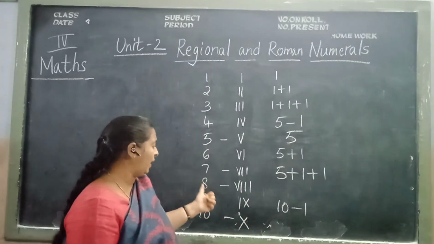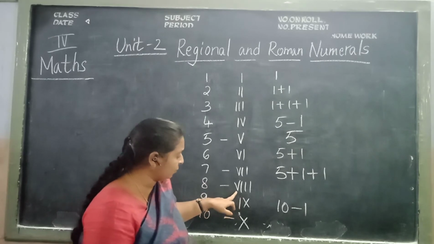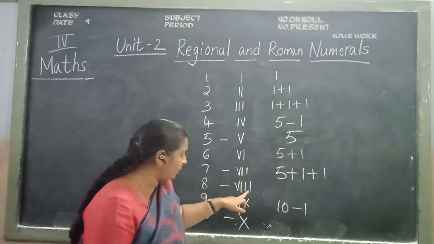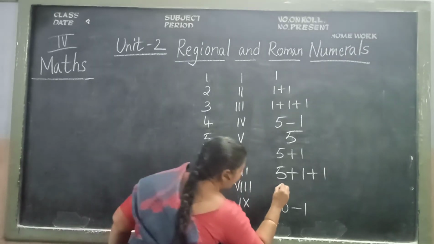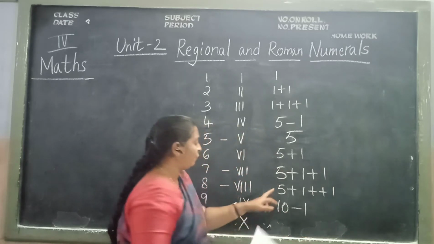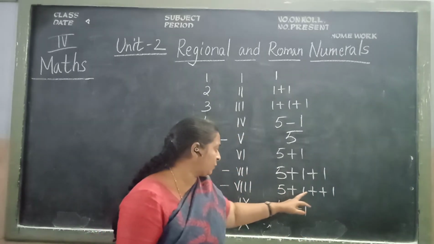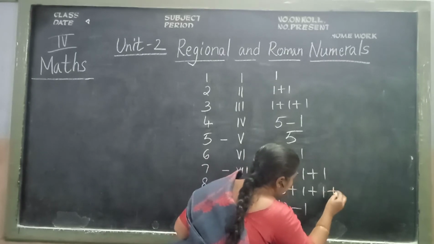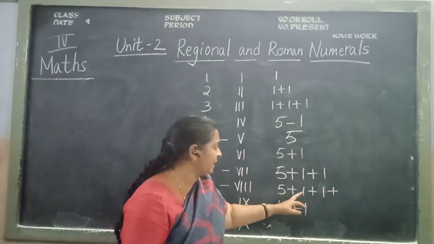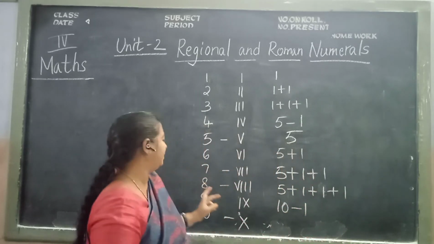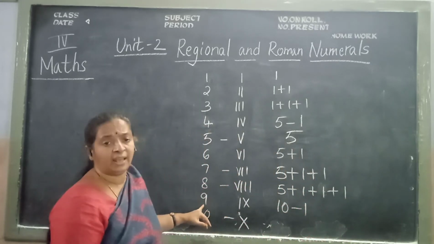That is 7, children. Now 8. Here, see, children, we are using the Roman numeral 5, 1, 1, 1. For this we are showing 5 plus 1 plus 1 plus 1. 5 plus 1 is 6. 6 plus 1 is 7. 7 plus 1 is 8, children. 8.